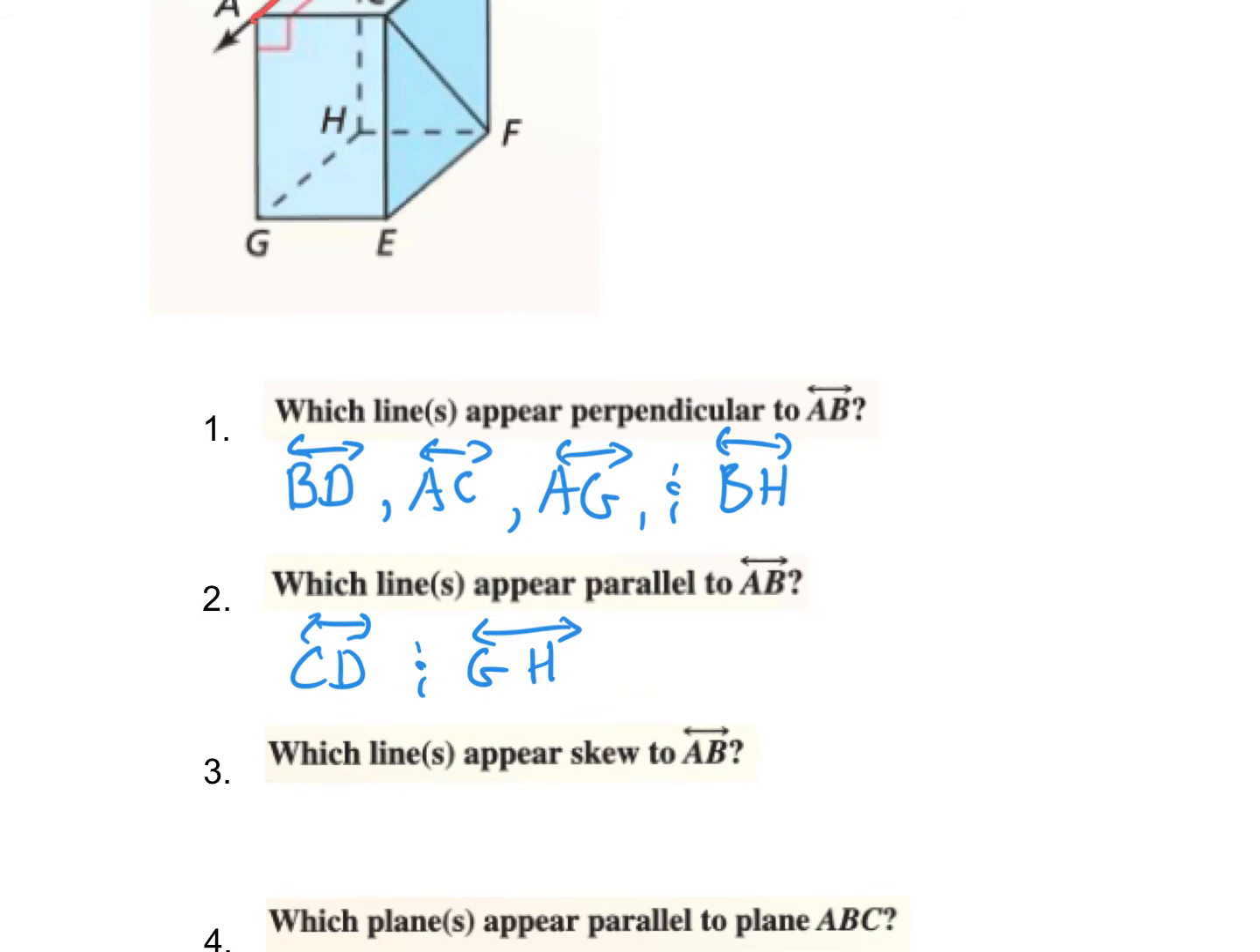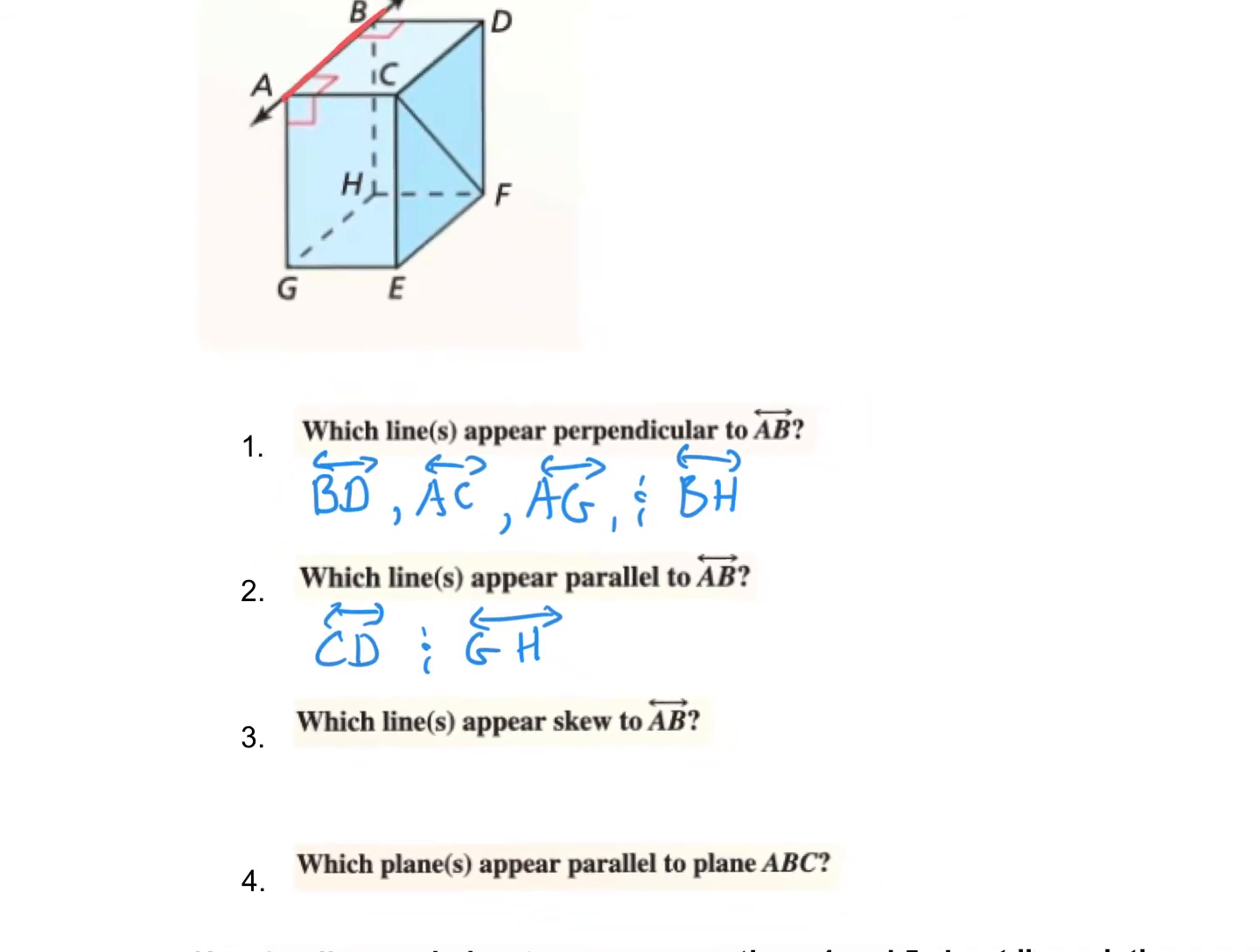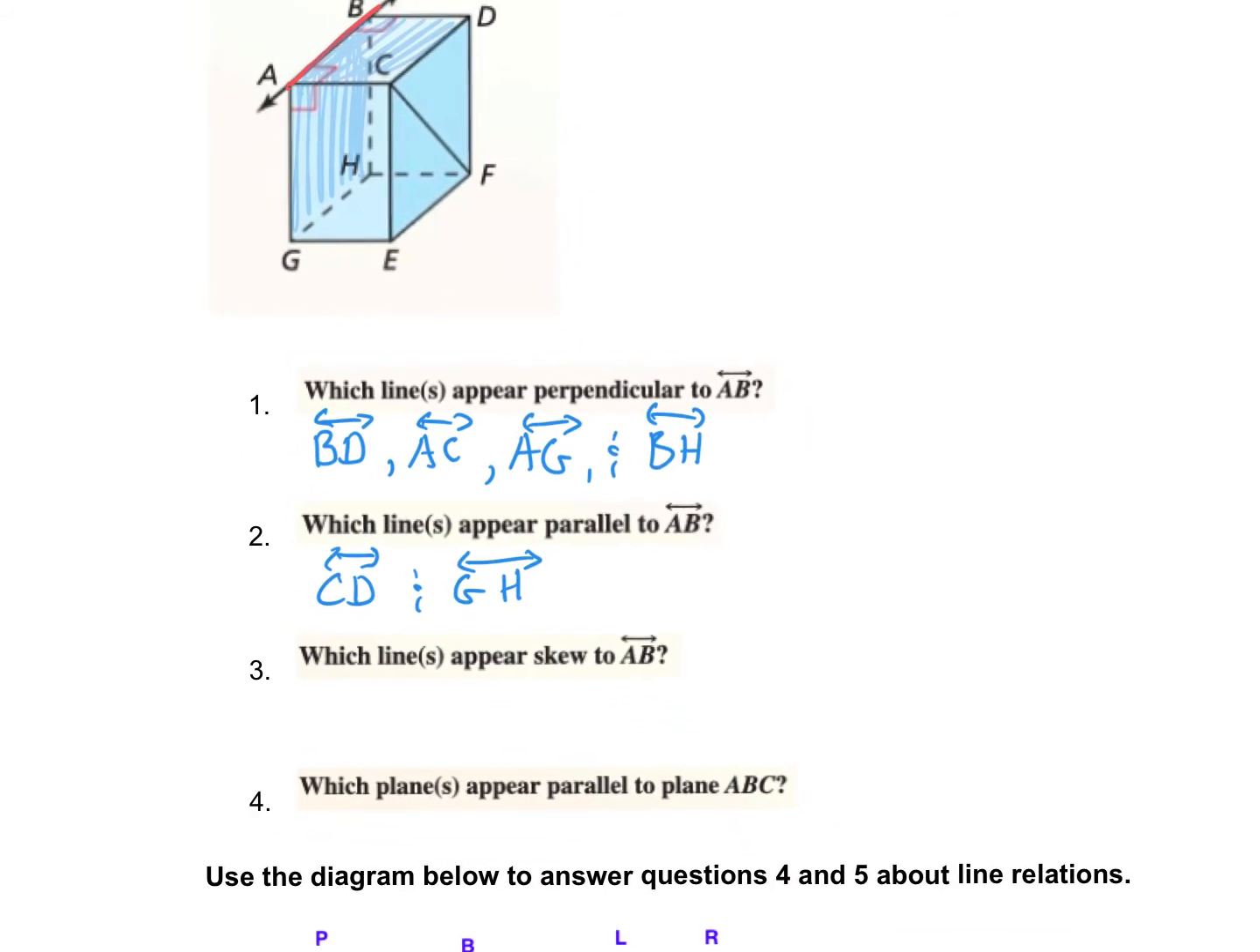3, which lines appear to be skew? So those are lines that are not in the same plane that they share with AB. AB is on the top plane and the side plane. So in this scenario, lines that are skew are CE, DF, CF, GE, and EF.